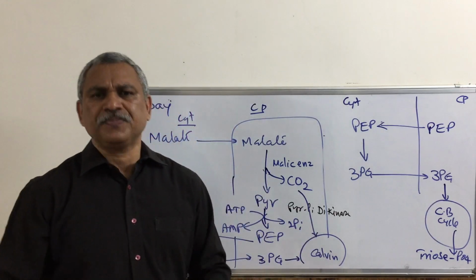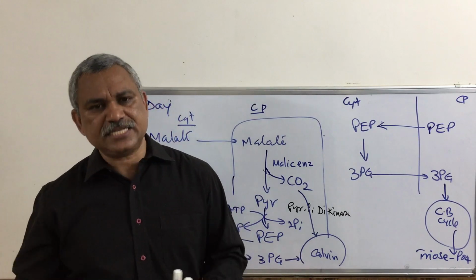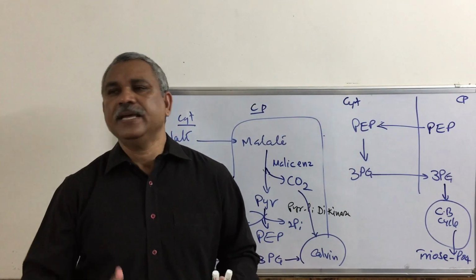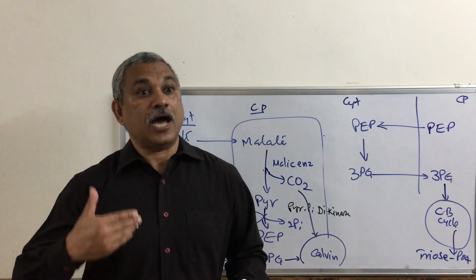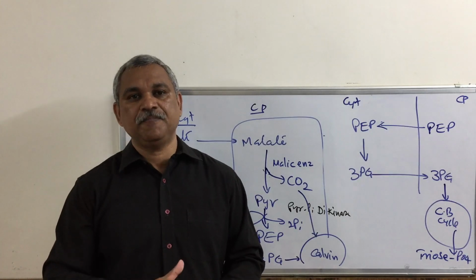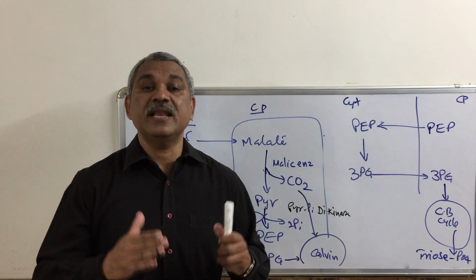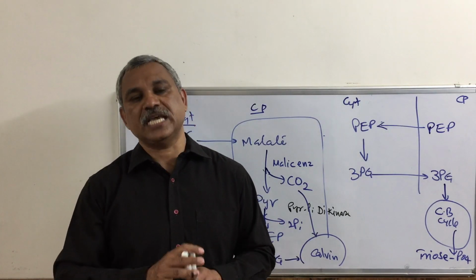So this is how Crassulacean family plants, the pineapple, the cactus, the orchids, aloe vera, all these plants, are able to survive an arid environment where the availability of water is very less.